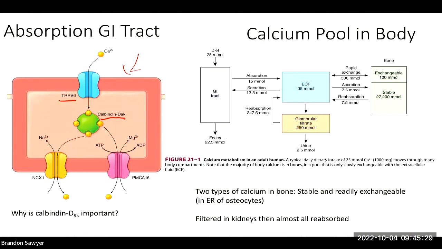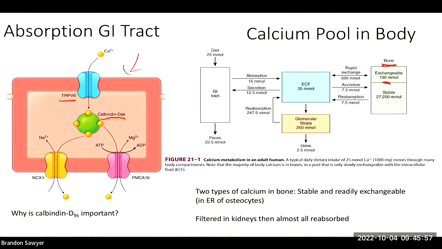Okay. So when we look at the calcium pool there, like it shows here, we really have two primary types. When we look over here in the bone, we have the exchangeable portion of the calcium in our bone, which is really calcium that's found in the endoplasmic reticulum of those osteocytes.